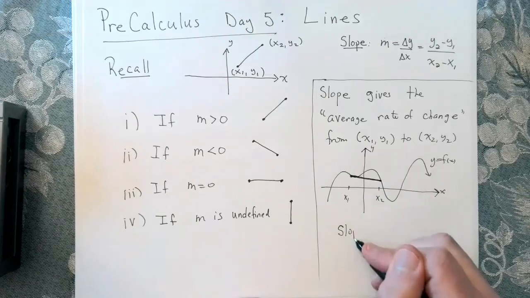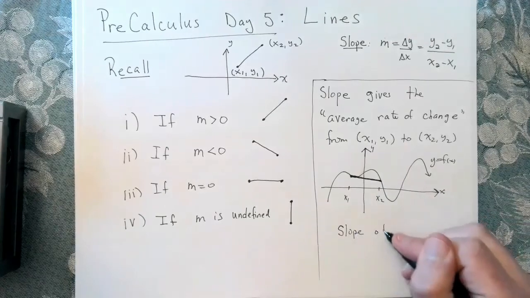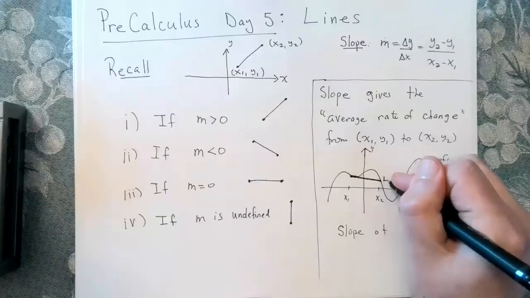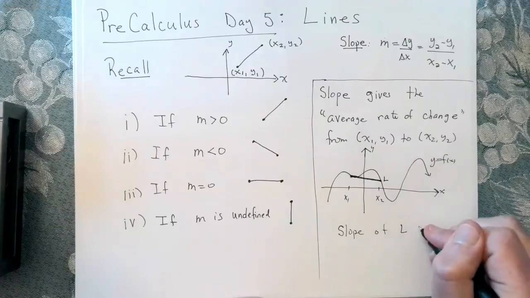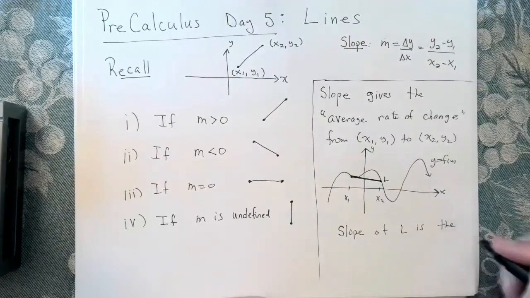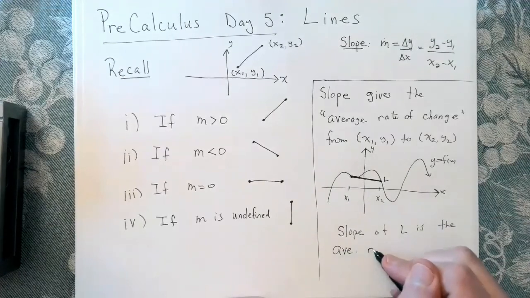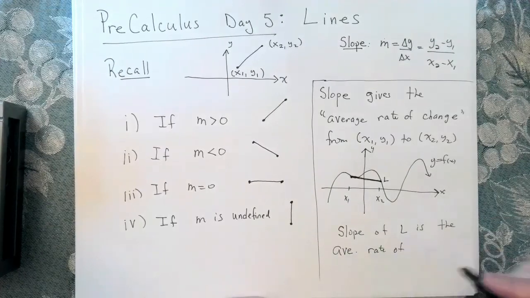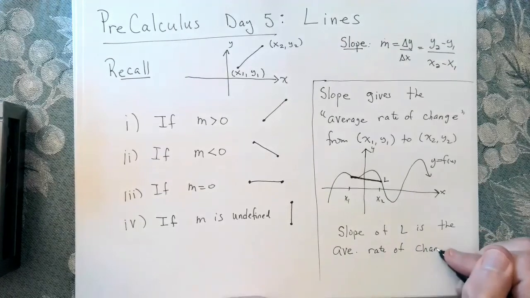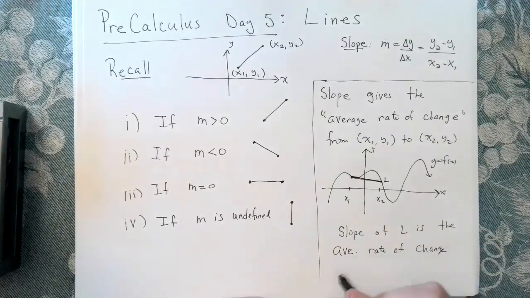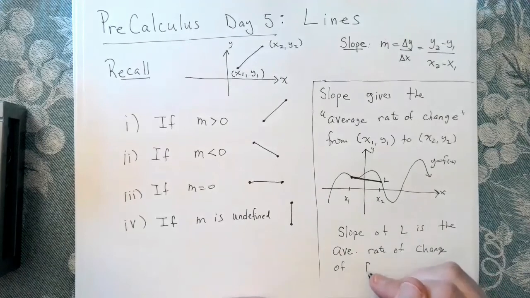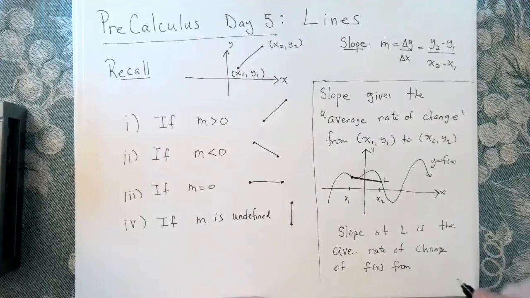So the slope of this line segment, let's actually be precise, let's call it L. The slope of L is the average rate of change of the function, and we'll actually see a concrete example of that a little bit later. But I didn't want to wait to show you how useful this is, I wanted to give you a heads up.